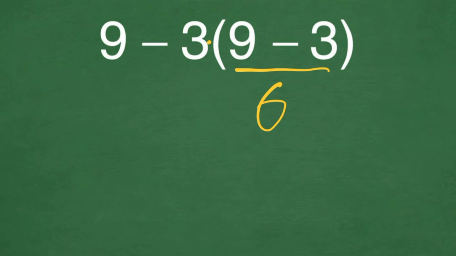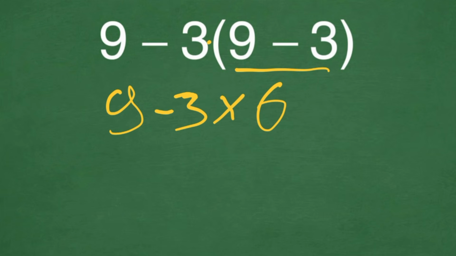But here comes the trickiest part. Since 3 is multiplied by the difference of the parentheses, the problem becomes 9 minus 3 times 6. So that is what the problem becomes. So here we have subtraction and multiplication.